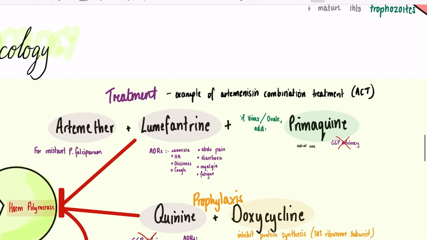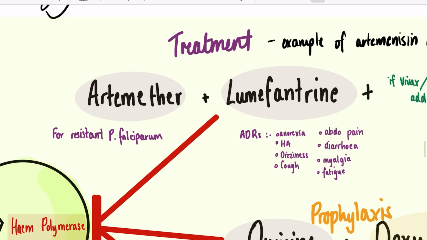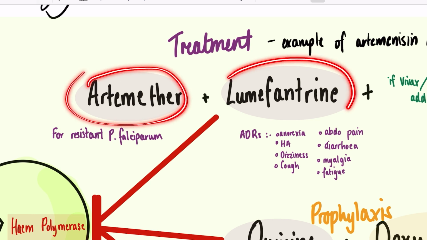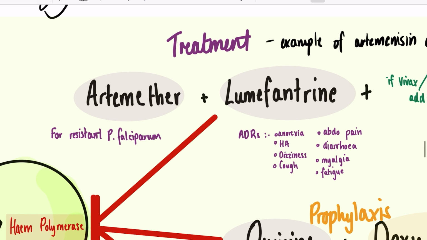Our classic treatment for uncomplicated malaria is artemisinin combination treatment. When they say artemisinin combination treatment, it refers to a bunch of things, but the example that I'm going to show you today is artemether and lumefantrine. Both artemether and lumefantrine are heme polymerase inhibitors. Artemether is effective against Plasmodium that's resistant to chloroquine, which is great because there's a lot of resistance.